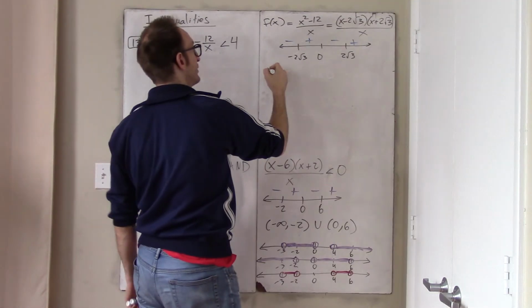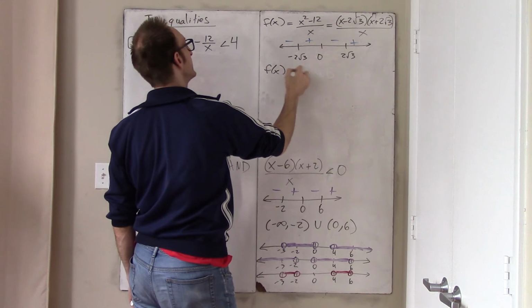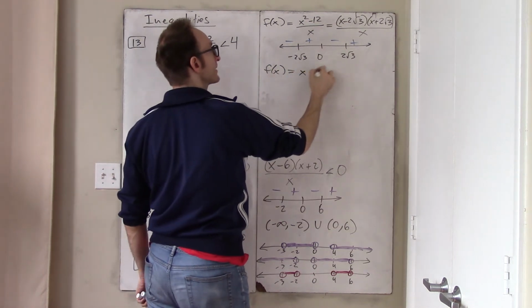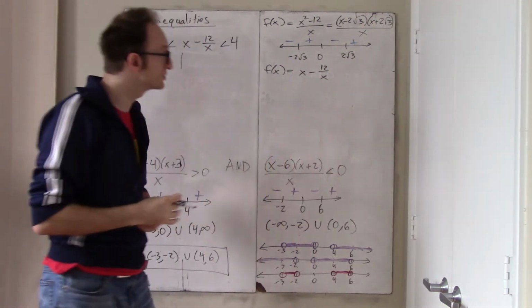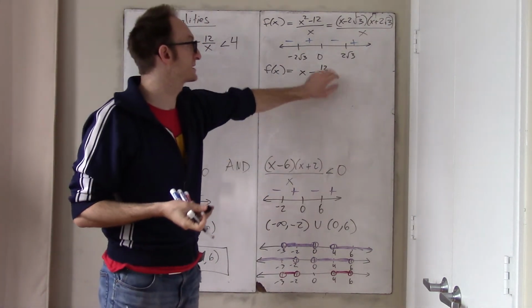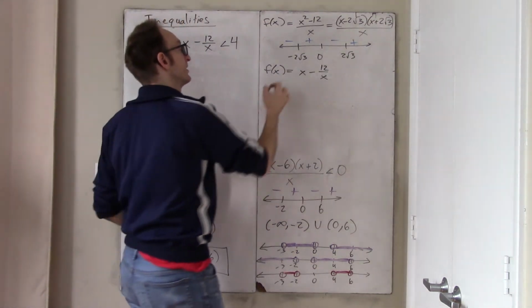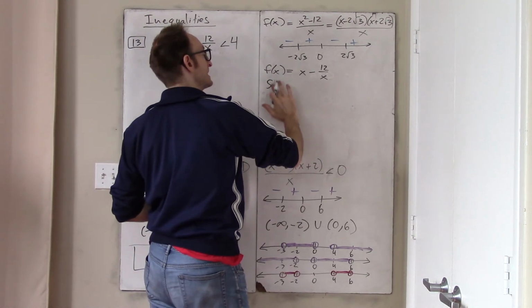Well, and of course, let's not forget that the function just really is, or was to begin with, x minus 12 over x, which means that as x goes to infinity, 12 over x is going to 0, and so this function has a slant asymptote.